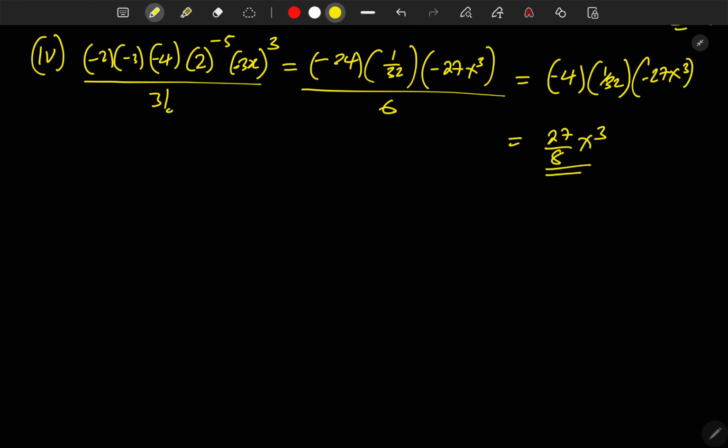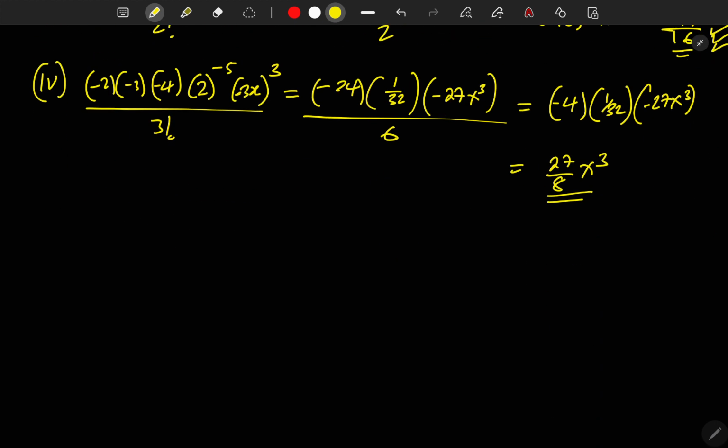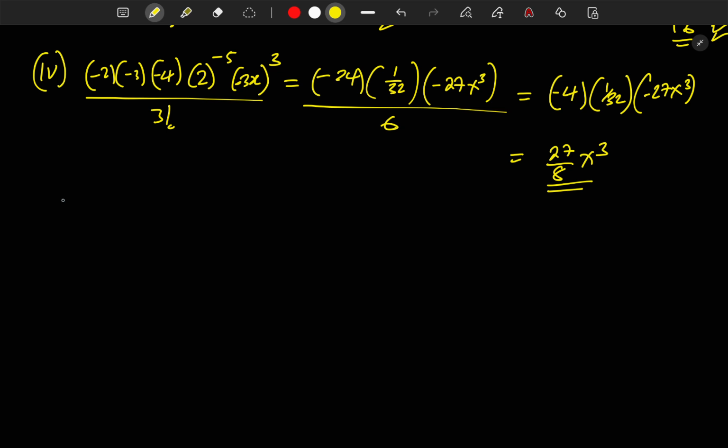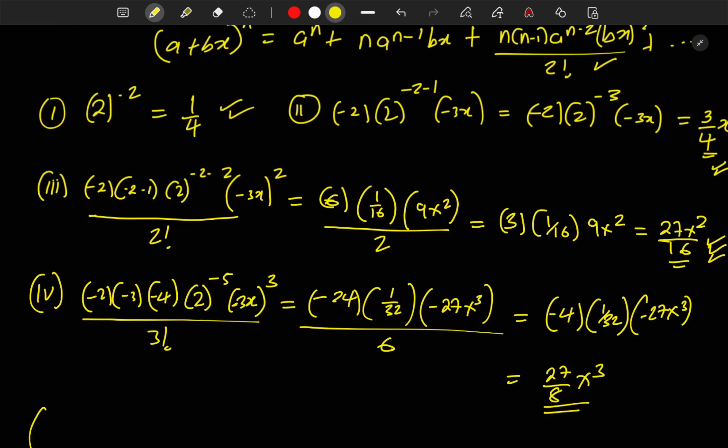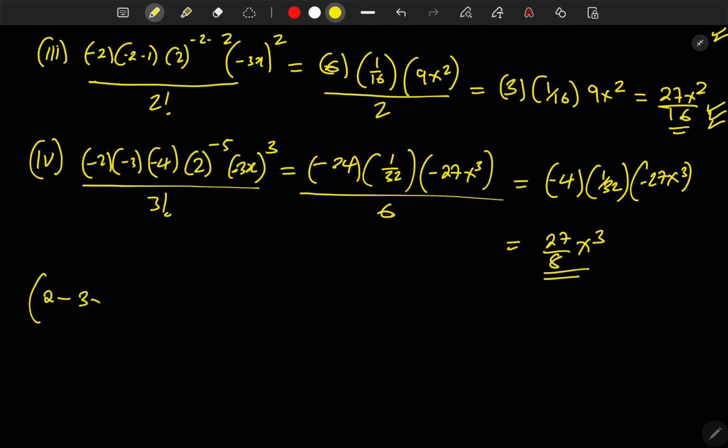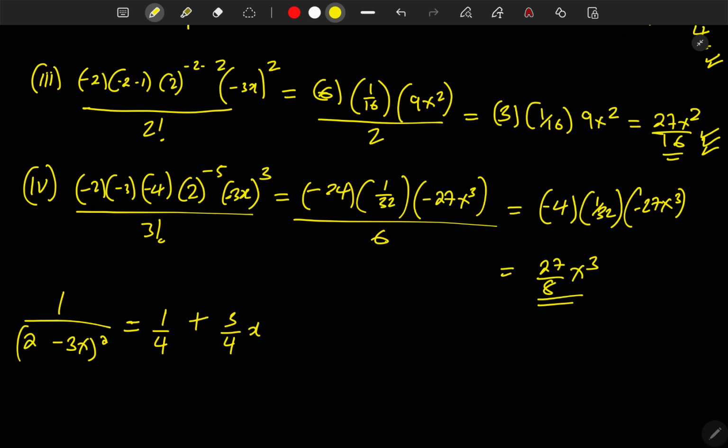We now combine everything, starting from 1 over 4. So 1 over (2 minus 3x) squared is equal to 1 over 4, plus 3 over 4 x, if I remember very well, plus 27 over 8 x to the power 3, and so on.